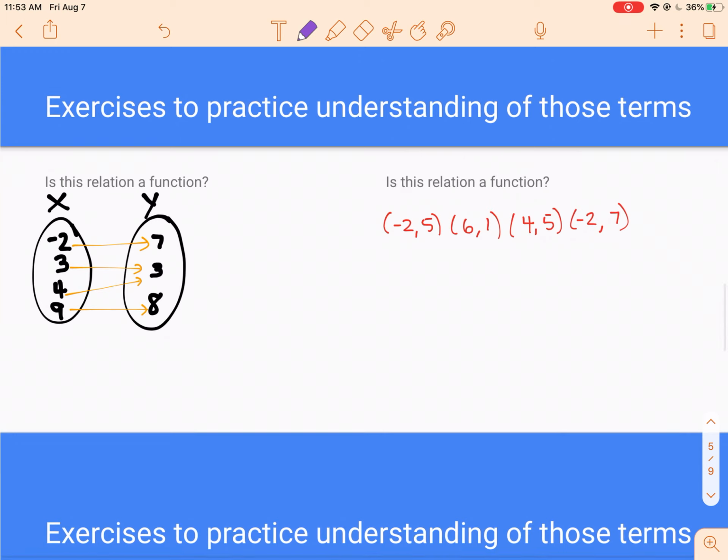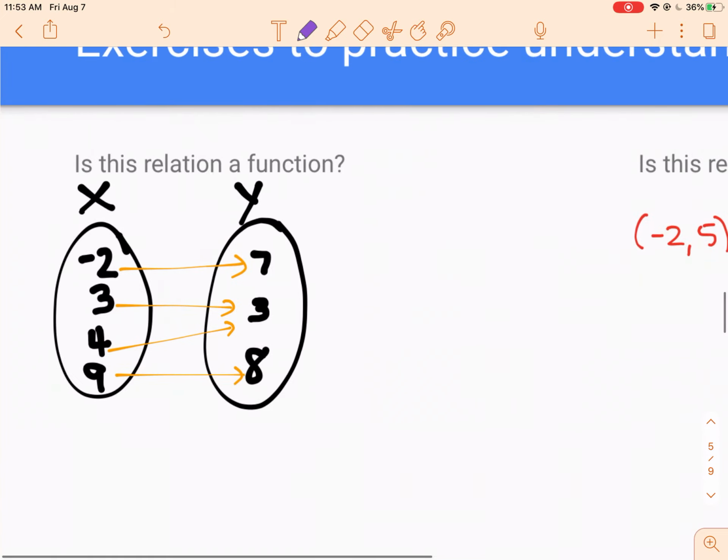So the next few screens are just some examples of what you're going to see as you do some practice of this on Math Excel. The first one is saying, is this relation a function? And we just have to look at what's called the mapping, or the pairing, of the X's with the Y's, the domain values with the range values. And what I see here is that -2 is paired with 7, 3 is paired with 3, 4 is paired with 3, and 9 is paired with 8.